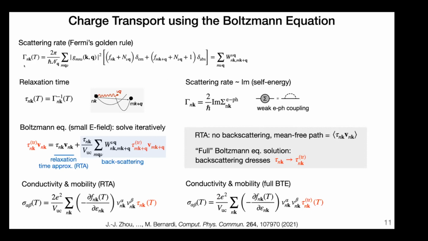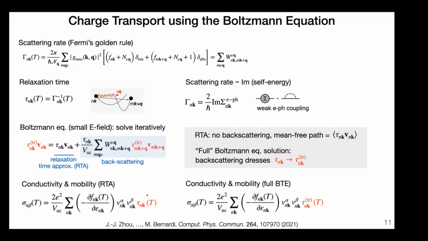So for the Boltzmann equation, the idea is if we have the electron-phonon coupling, we can compute the scattering rate and its inverse, the relaxation time, which is the time scale for the scattering processes. And from that, using the Boltzmann equation, we can compute the conductivity and mobility within the relaxation time approximation, or RTA, which uses this relaxation time that includes only scattering out of the state. And one only needs the band velocities, which are computed from DFT and interpolated using Wannier functions, and these first principles relaxation times as a function of temperature.